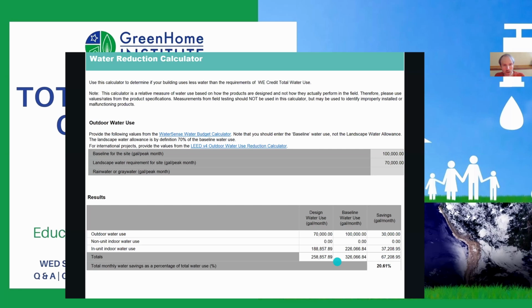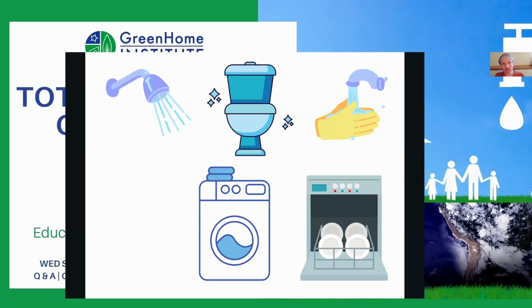So here you can see at the bottom, if this were the case, if you had a site that was supposed to use 100,000, we reduced it to 70,000 through efficient irrigation and landscaping. Now you would reach your goal of 20% savings, which gets you compliant with LEED version 4. But most project teams will increase LEED points and water savings first by looking at their indoor water usage.